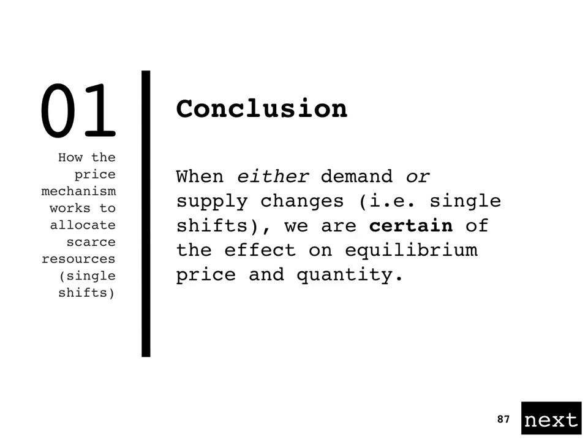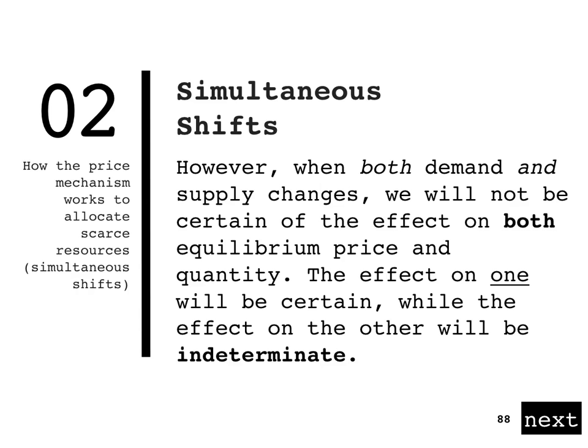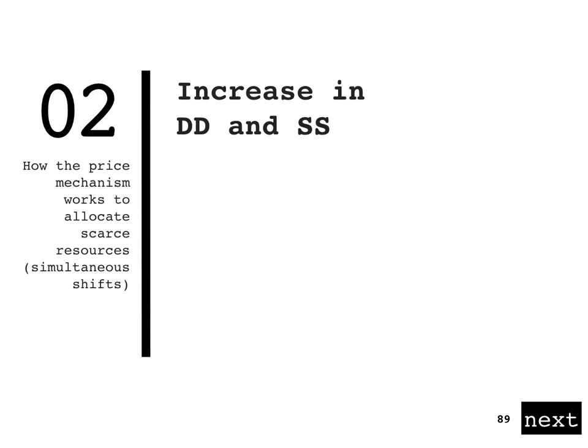So basically what we can conclude is that when either demand or supply changes, we are certain of the effect on equilibrium price and quantity. But you notice that when both demand and supply change, meaning when we have simultaneous shifts, we will not be certain of the effect on both equilibrium price and quantity. The effect on either one will be certain. That means either equilibrium price or quantity, we will be certain of the effect, but the effect on the other will be called indeterminate. Indeterminate also means uncertain. We will see how this plays out in the following scenarios.